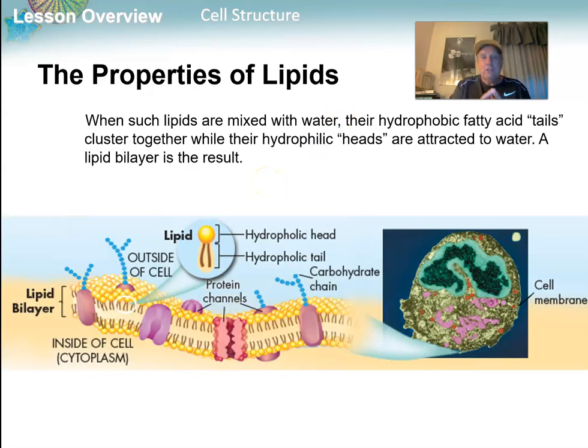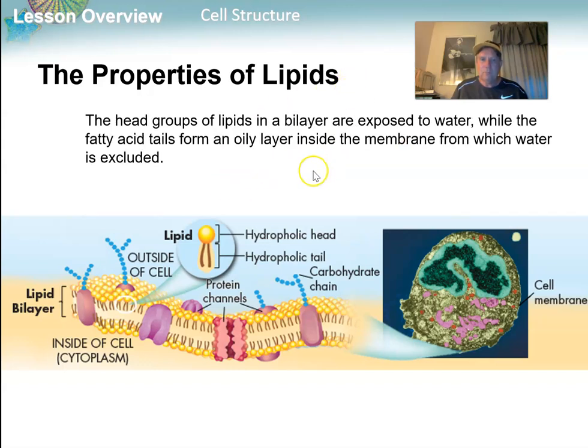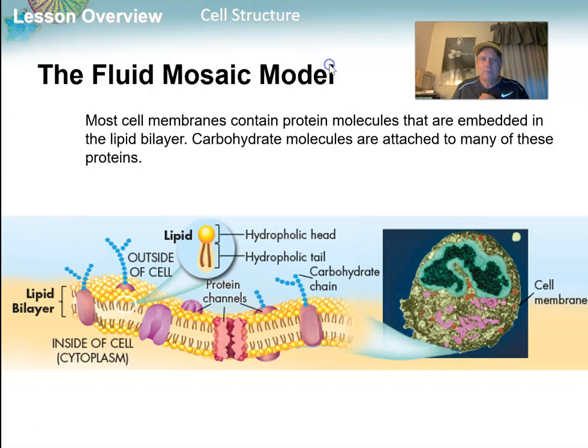When such lipids are mixed with water, their hydrophobic fatty acid tails, that's this part here, cluster together, while their hydrophilic heads are attached to water. A lipid bilayer is the result. The head groups of lipids in a bilayer are exposed to the water, while the fatty acid tails form an oily layer inside the membrane, from which water is excluded. Most membranes contain protein molecules. There's another macromolecule we talked about. So the cell membranes contain protein molecules that are embedded in the lipid bilayer. Carbohydrate molecules are attached to many of these proteins.